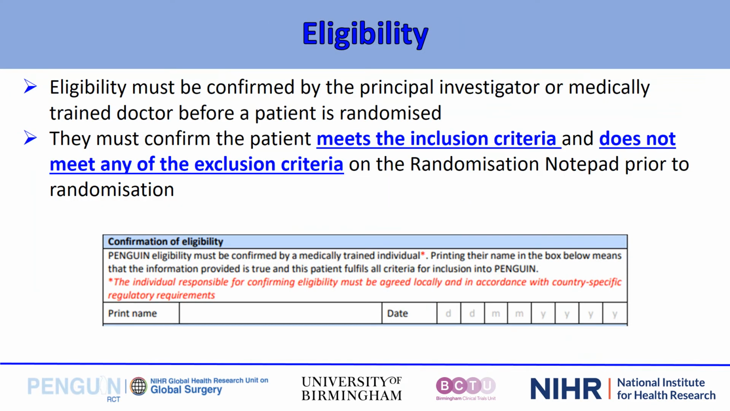It is the responsibility of the principal investigator or medically trained doctor to confirm that a patient is eligible and that the information on the paper randomisation notepad is accurate. By signing the confirmation of eligibility section, the investigator is confirming the patient is eligible for the trial and that they meet the inclusion criteria and did not meet any of the exclusion criteria.